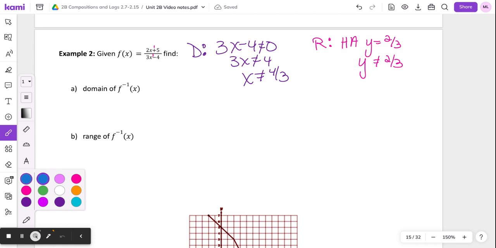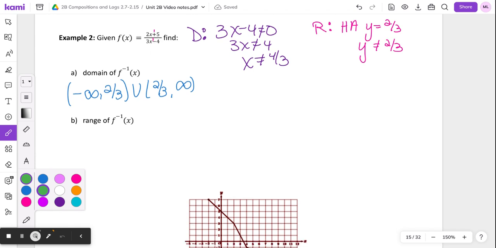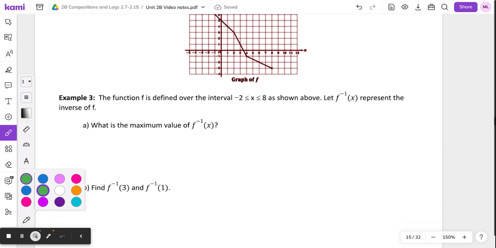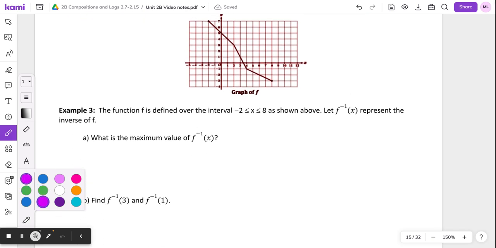So now if I'm looking at the inverse, those should switch. So the domain of the inverse will be the range of the original function, so all real numbers except 2/3. And then the range of the inverse should be the same as the domain of the original function, so all real numbers except 4/3. It's a little throwback to rational functions for you.